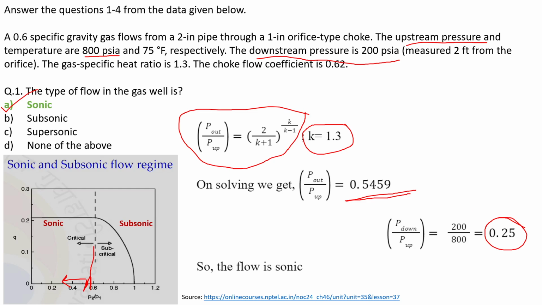So in this question, first we needed to find the critical point. For that, using the gas specific heat ratio, we find out the P outlet by P upstream. What we got gives us the critical pressure ratio. Above this pressure ratio, the flow will be in the subsonic zone, and below this pressure ratio, the flow will be in the sonic zone. According to the given data, P downstream divided by P upstream is equal to 0.25, which comes on the left side of the critical value. Hence, the flow is sonic.